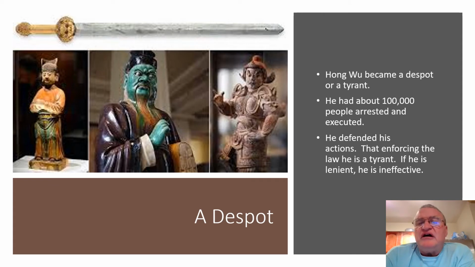Now, Hongwu, as he got older, got more paranoid, and so he became a despot, which we call a tyrant. He had about 100,000 people arrested and executed. And he defended his actions, saying that he was enforcing the law. But because he was enforcing the law, people would call him a tyrant. And if he was lenient, then they would call him ineffective.